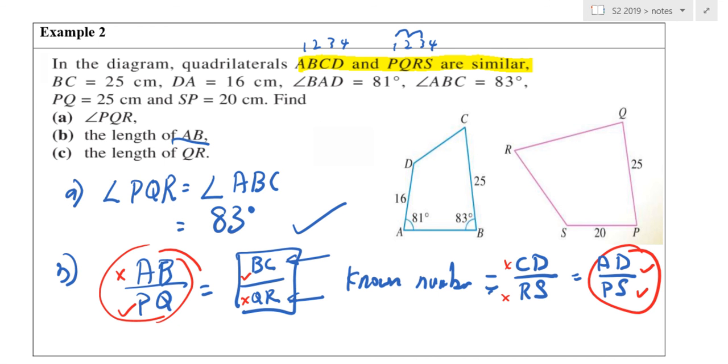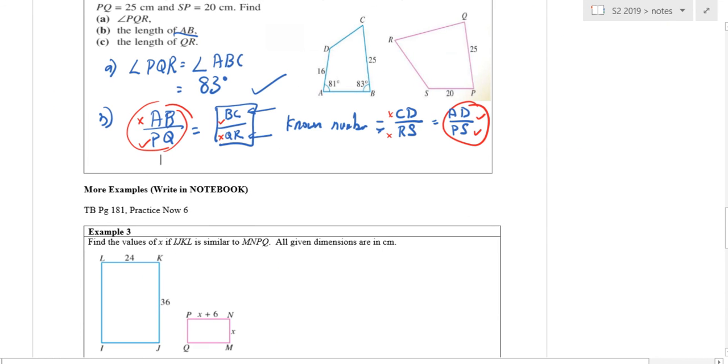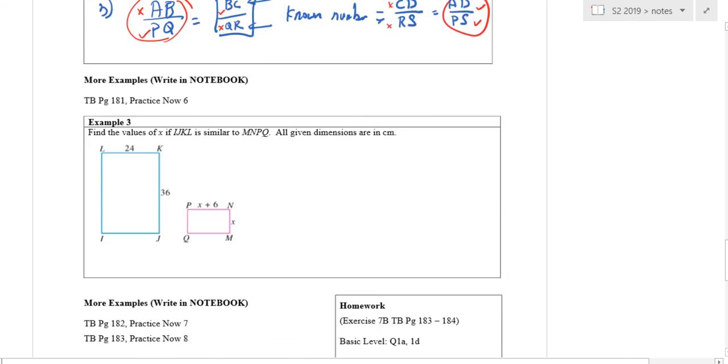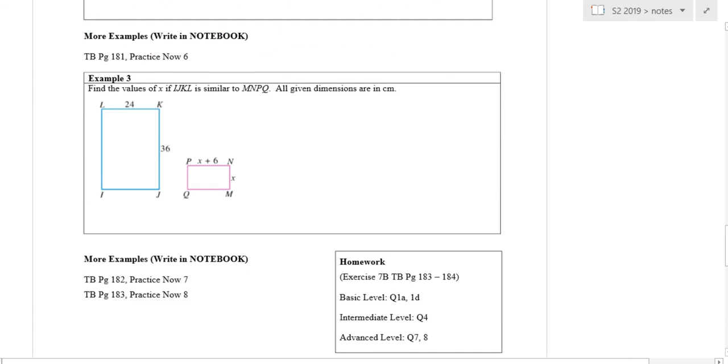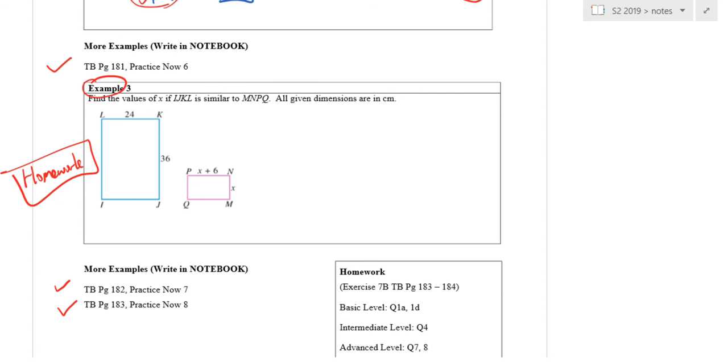Can you finish the rest as homework? Write in notebook. Okay, can you just try this question, this question, this question, this question as homework? Now, I tell you, trade off. Do this properly, then this one maybe I don't want to do. But we see how it goes first. We see how this homework is, is it easy or not?